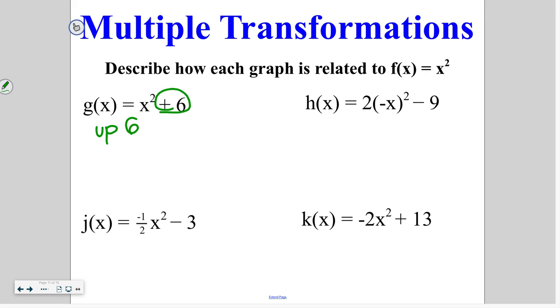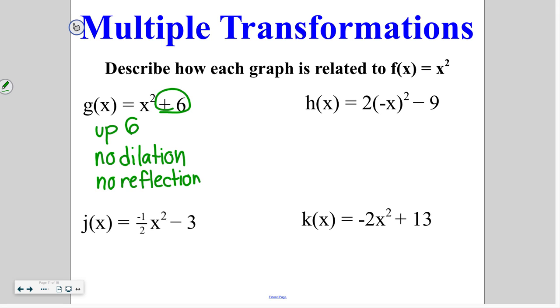Then I need to check for a dilation. There is no number in front of x squared. So I'm going to say no dilation. And then we're going to check, and we have no reflection either because it is not negative. So you want to go through and double check all 3 of those elements.